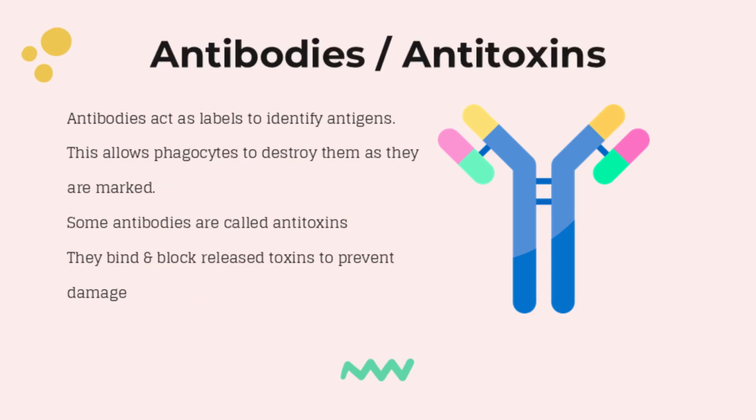Antibodies act as labels to identify antigens. This allows phagocytes to destroy them as they become marked. Some antibodies are called antitoxins. Their function is binding and blocking released toxins to prevent any damage.